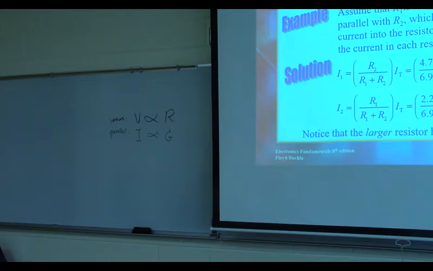Notice that the larger resistor has a smaller current. Larger resistor means smaller conductance. So that means smaller conductance has a smaller current. Larger conductance has larger current.